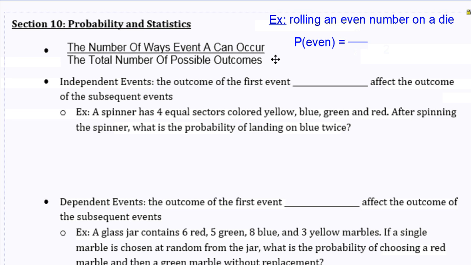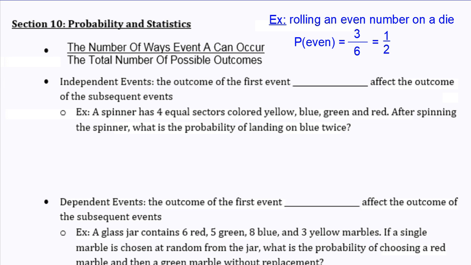So notation-wise, we use the letter P to represent probability, and then inside the parentheses, we explain the event. So I'm looking for the probability of an even number. The number of ways that can happen, well, there are 3 even numbers on the die, 2, 4, and 6, and 6 total numbers on the die, so 3 over 6, which can reduce to 1/2.